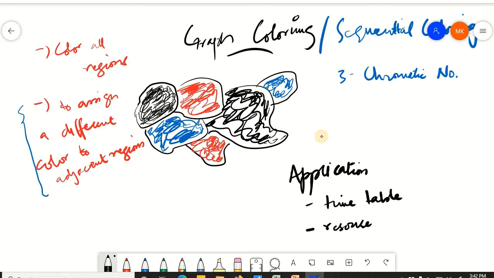Resource allocation. So resource allocation for any kind of resource is basically the application of such a technique.